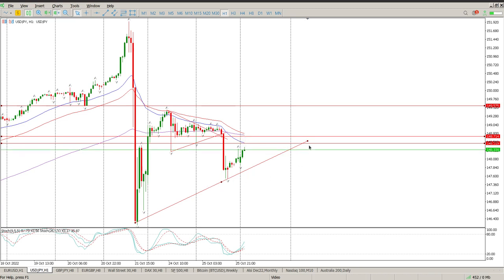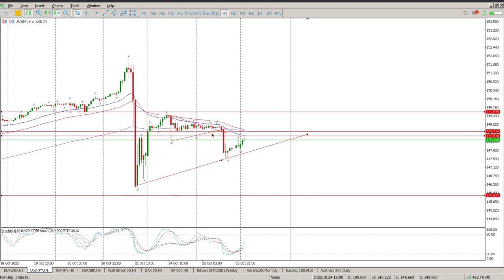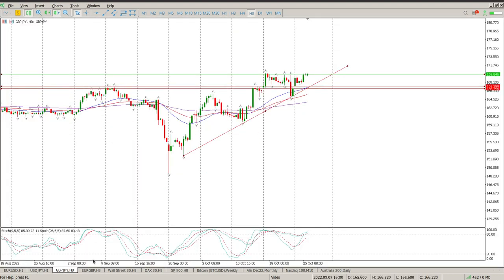Start dropping below the low of yesterday, validates a bigger triangle, and a bigger triangle move is pretty much equal to that move from there. But I would argue that the first level of support is going to be at 145.877. So very interesting scenario on the dollar at the moment.